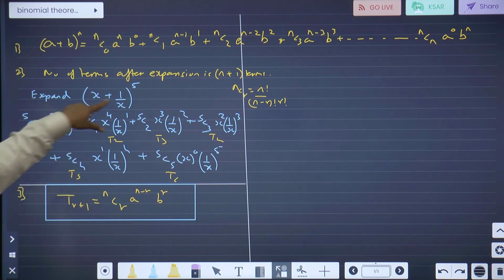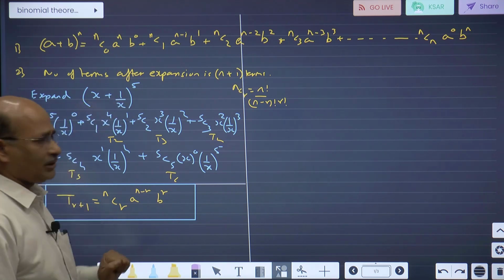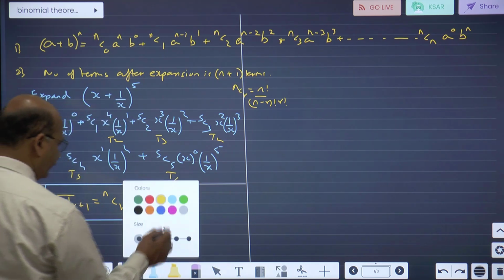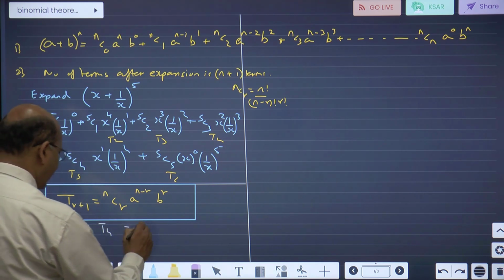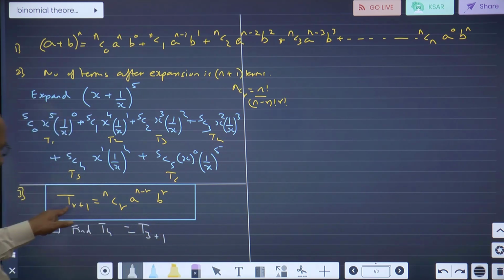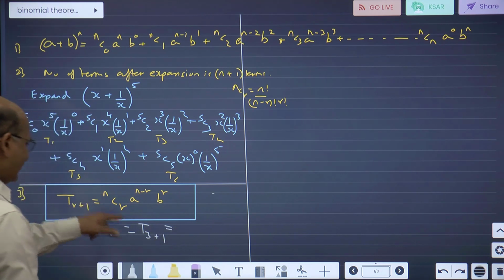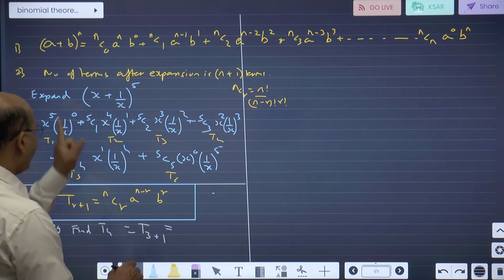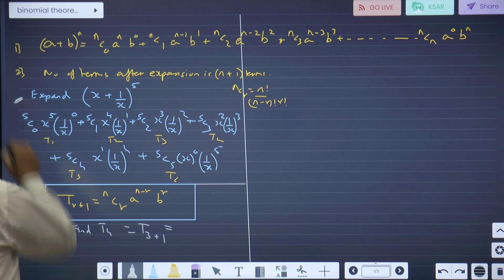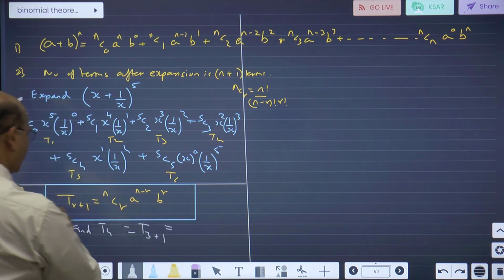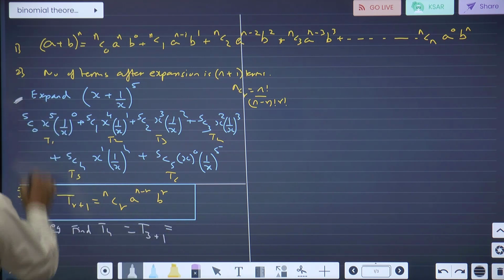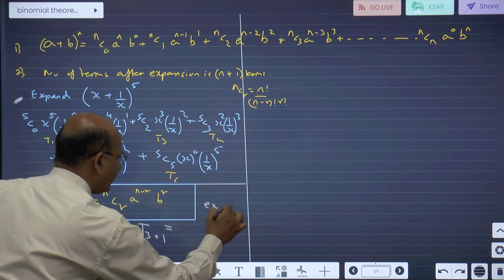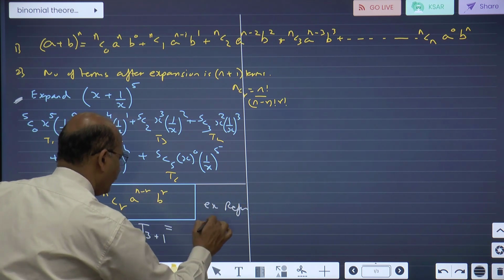Now, let us take the same example, and if I say find the fourth term, let us take an example. If I say find T4, now T4 is nothing but T of 3 plus 1, because you have to write in this format, nCr. Now, this is my r. N is nothing but, I am taking this example, children. For example, refer above.